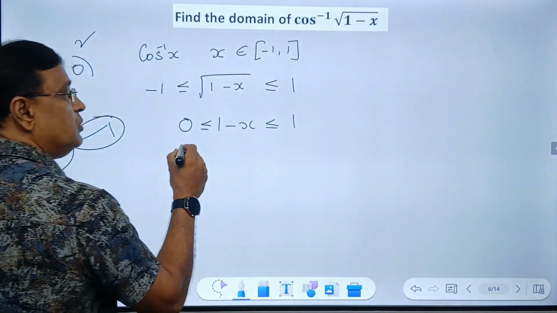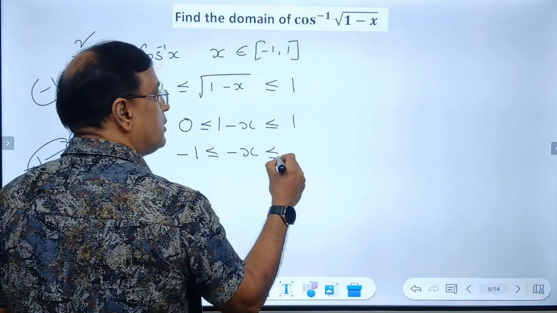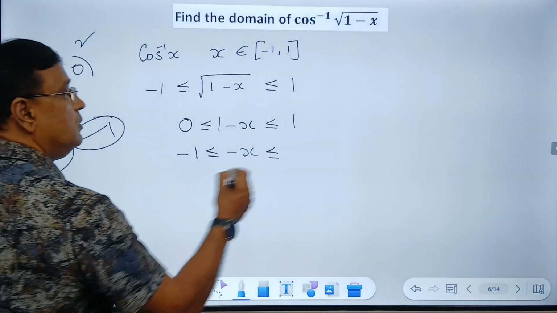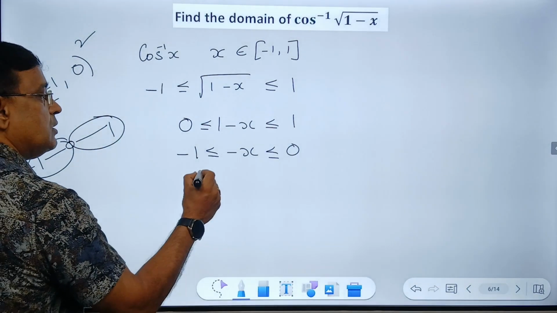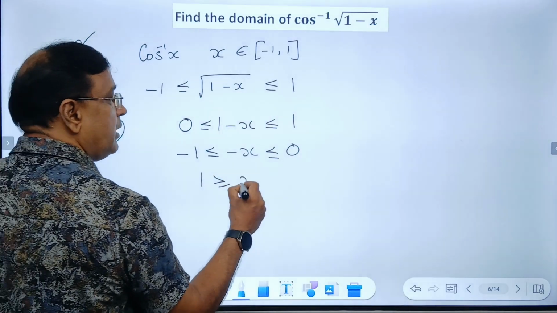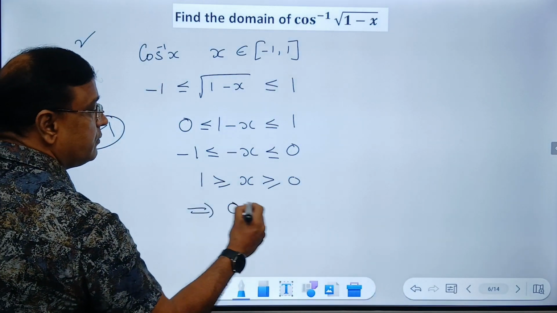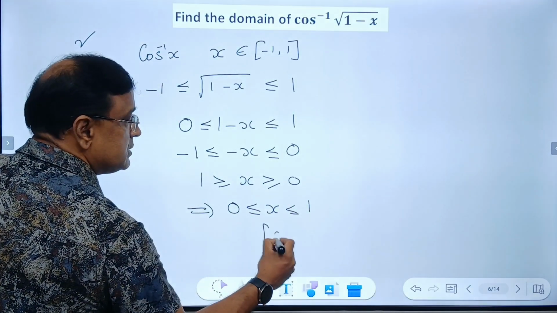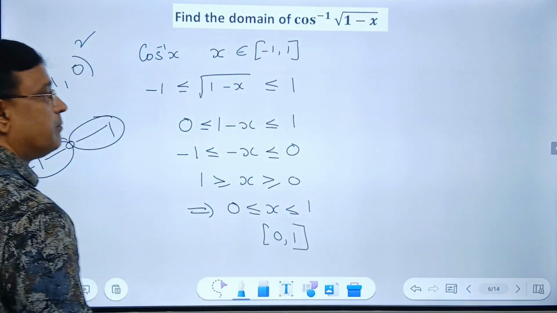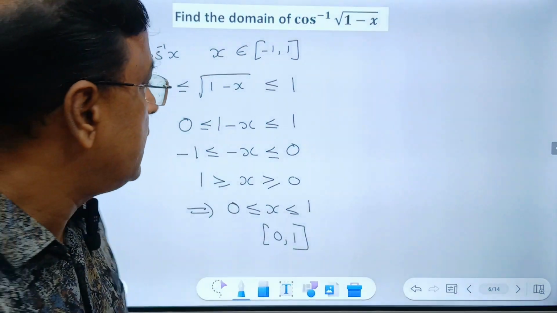Add minus 1 to both sides. Minus 1 less than or equal to minus x less than or equal to 0. Correct? Now multiply by minus. 1 greater than or equal to x greater than or equal to 0. In short, we can write it as 0 less than or equal to x less than or equal to 1. So the answer is 0, 1. I hope this is clear. Very simple. Same type of questions again and again.